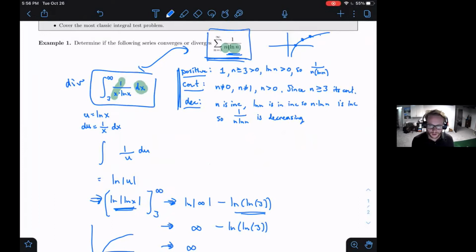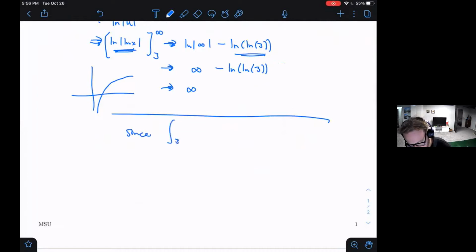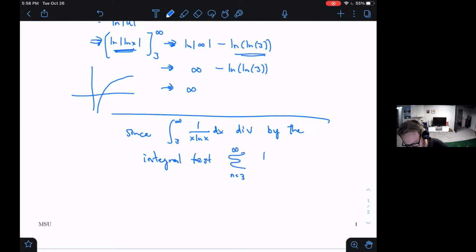And so usually, for these sorts of questions, I always end with some statement. So I say, since the integral from 3 to infinity of 1 over x natural log x dx diverges, by the integral test, we know that our series going from 3 to infinity, summing up just the integer values, 1 over n times natural log of n, also diverges. All right, so there you go.